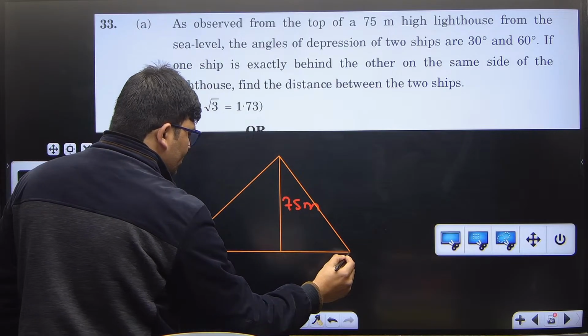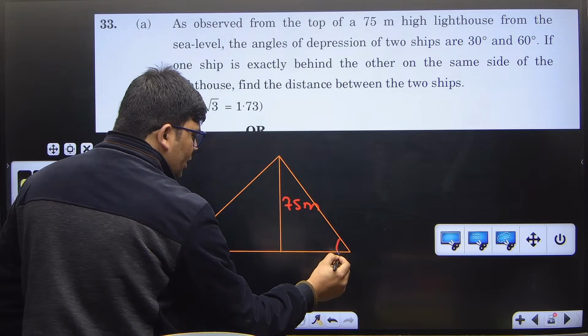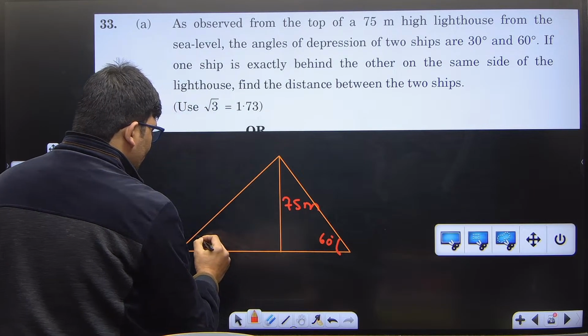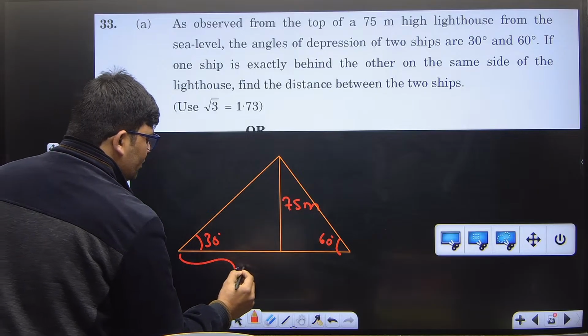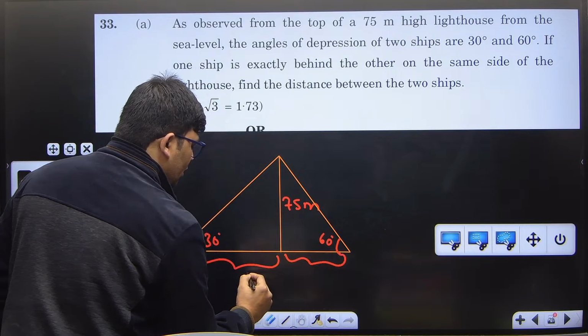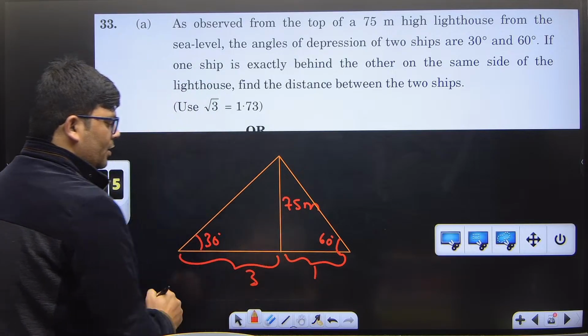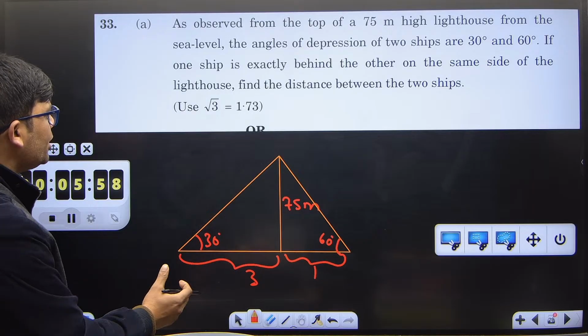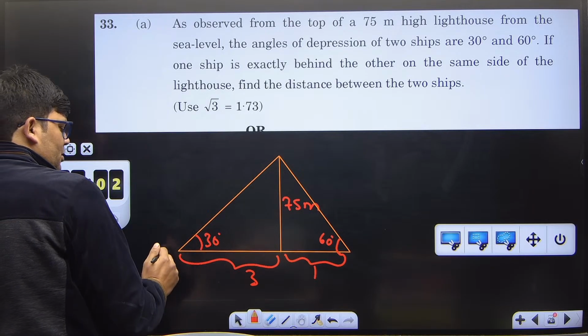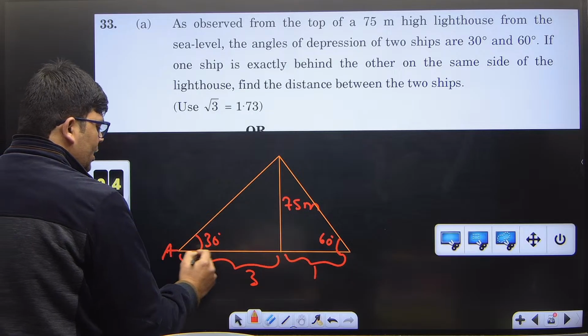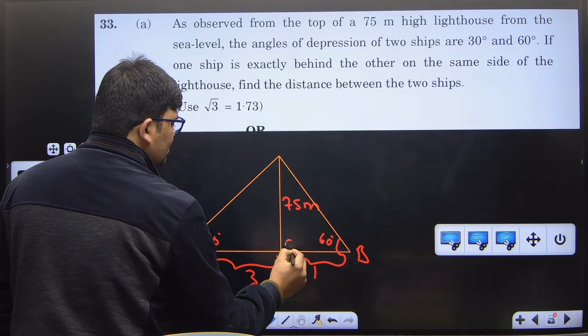Figure proper बनाना बच्चों. So where you are making shorter is 60 degree. Where you are making longer is 30 degree. Okay, tell me what is the ratio between this and this? The ratio is √3:1. Okay, ये मैंने shortcut में बताया हुआ है आपको. Now if one ship is exactly behind the other, so this is, let us say, ship A, this is ship B, this is C, this is D.